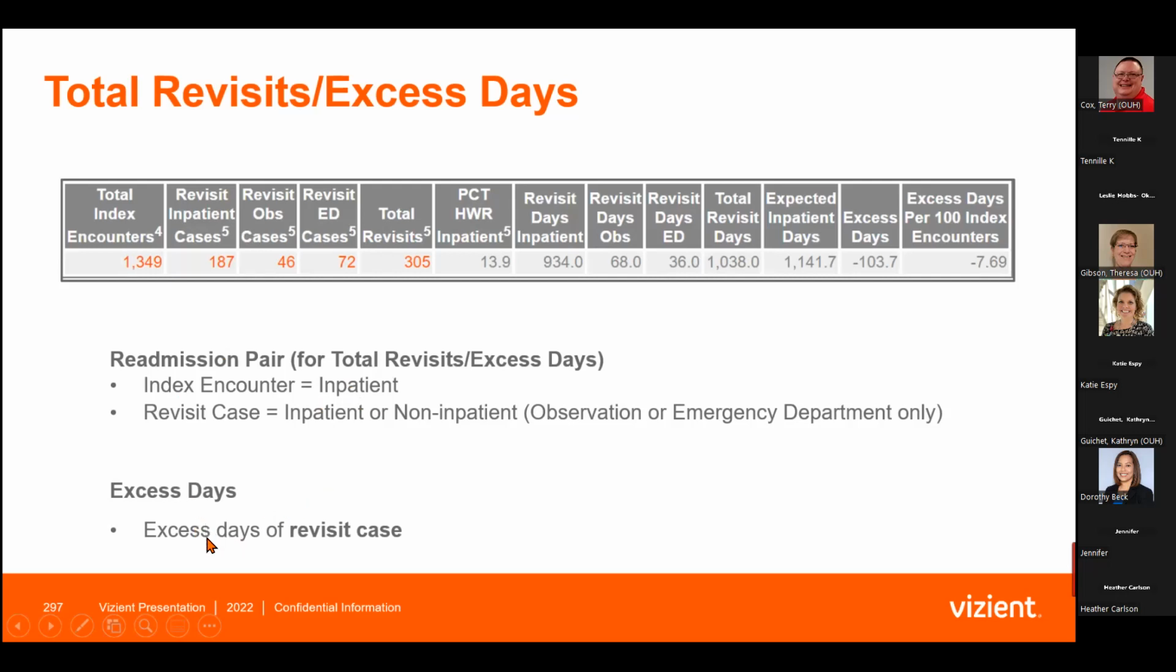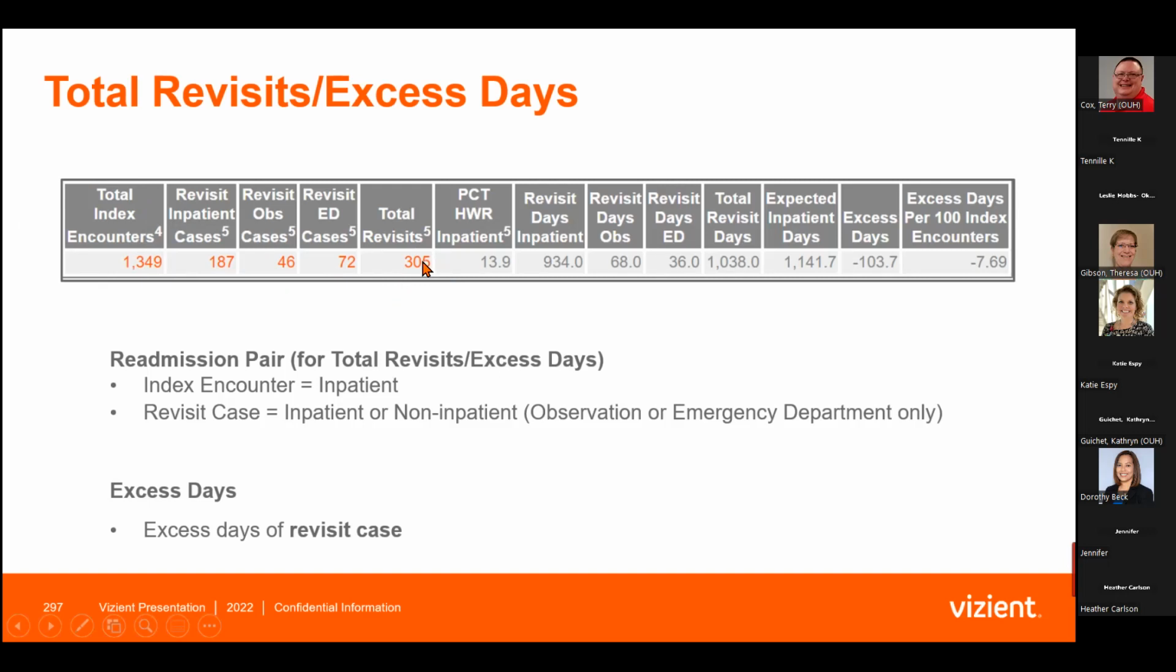The excess days is actually the number of days of that revisit case. So that's the calculation for that EDAC measure: how many days was that patient here in acute care beyond their initial stay. When you look at the output, again, you have your total index encounters column. You have the number of cases that came back as an inpatient, the number that came back as an OBS, and the number that came back as an ED. These three values added up total your total number of revisits.